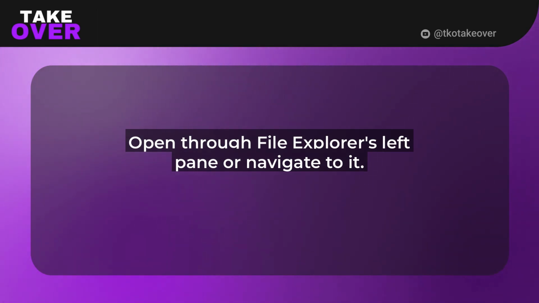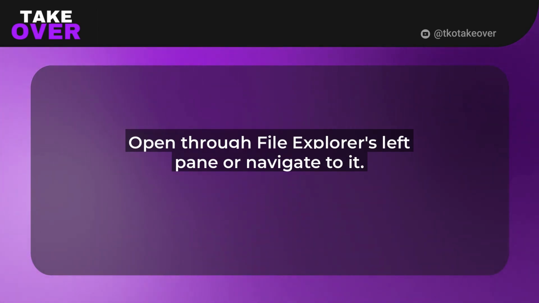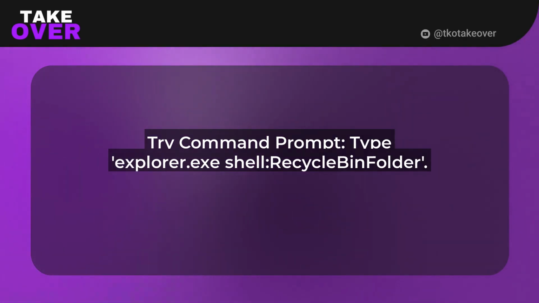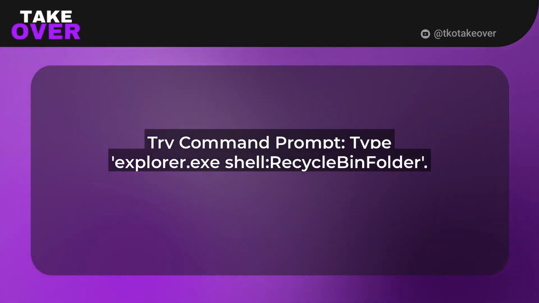Another cool way is through File Explorer. Open File Explorer by clicking its icon on the taskbar or pressing Windows plus E. In the left-hand pane, look under This PC or Quick Access. You might see the Recycle Bin listed there. If not, navigate to $Recycle.Bin, but be careful, as this is the hidden system folder. Always use the proper methods to avoid any issues.